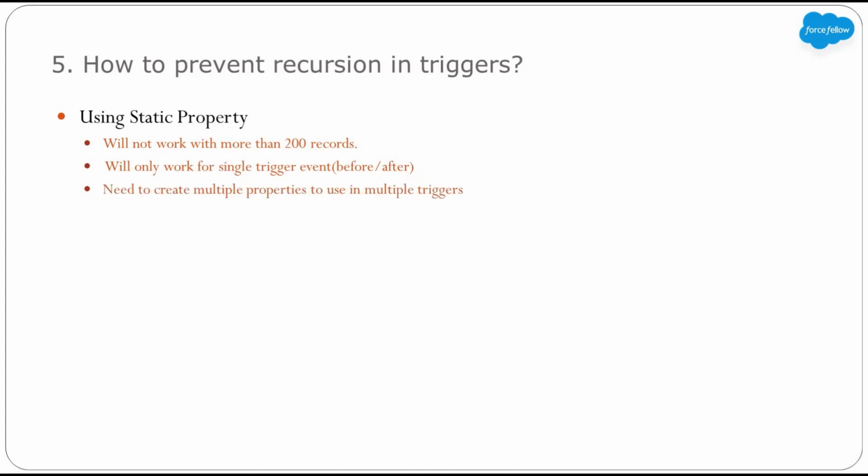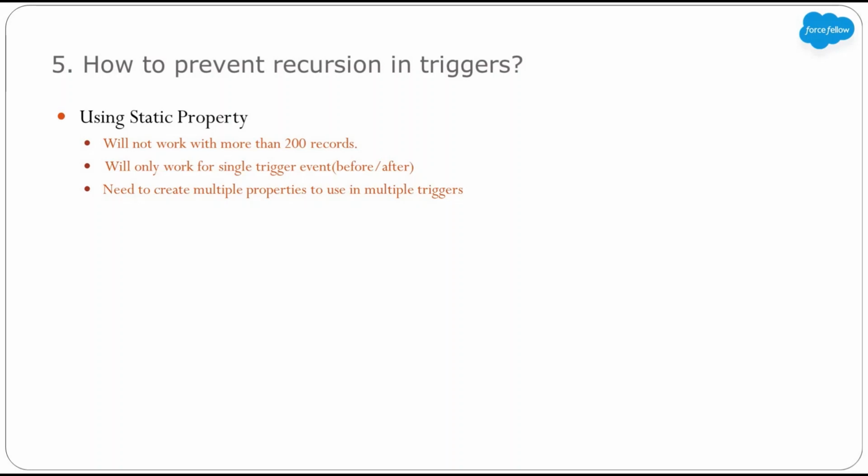And also we have to create multiple properties to use in multiple triggers, because in the same transaction multiple triggers can also get called. For example, when we are saving accounts, then we can change a value for contact as well. Then triggers for both objects will run in the same transaction, and if a value gets changed by the account trigger, then we will find the updated value in the contact trigger as well. So if you use the same static boolean property in both triggers, then one of them will not get executed.